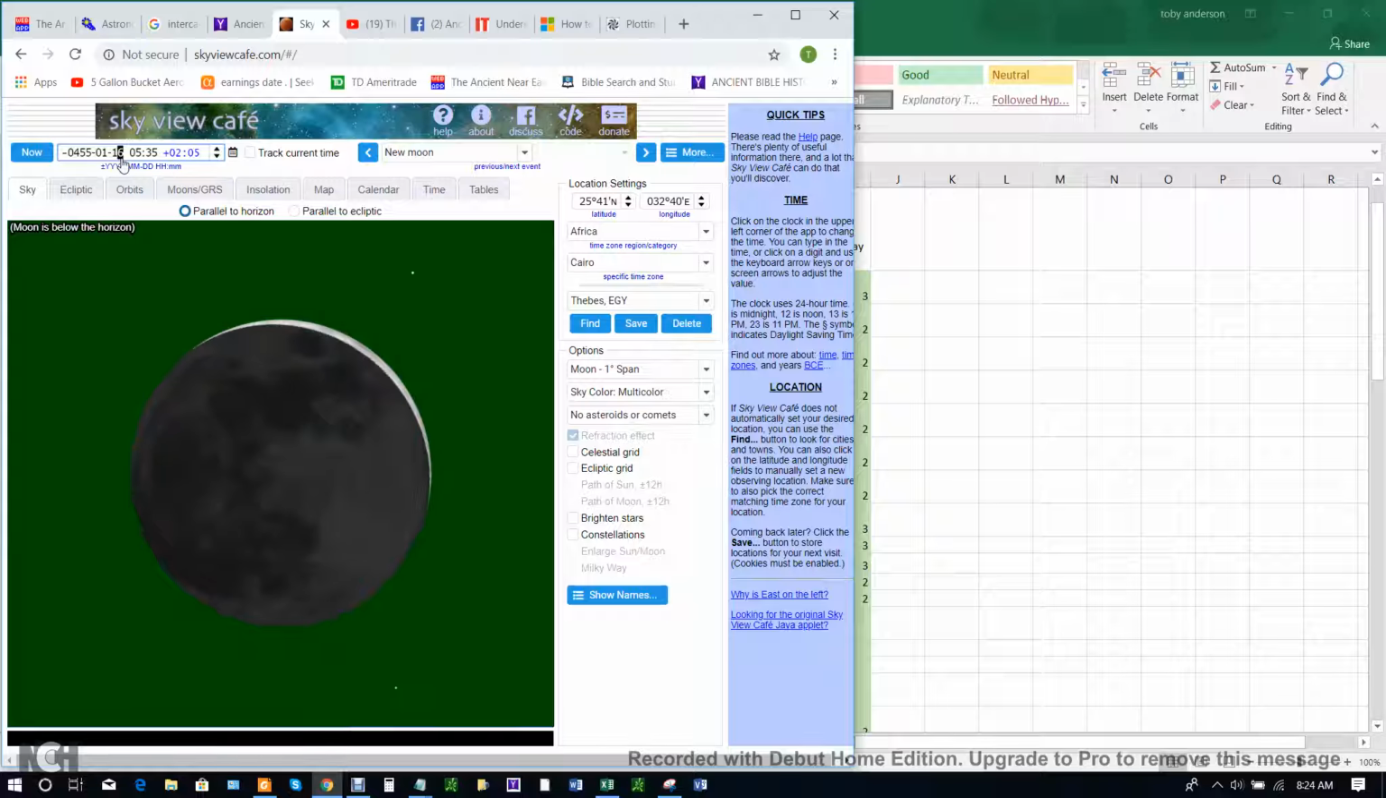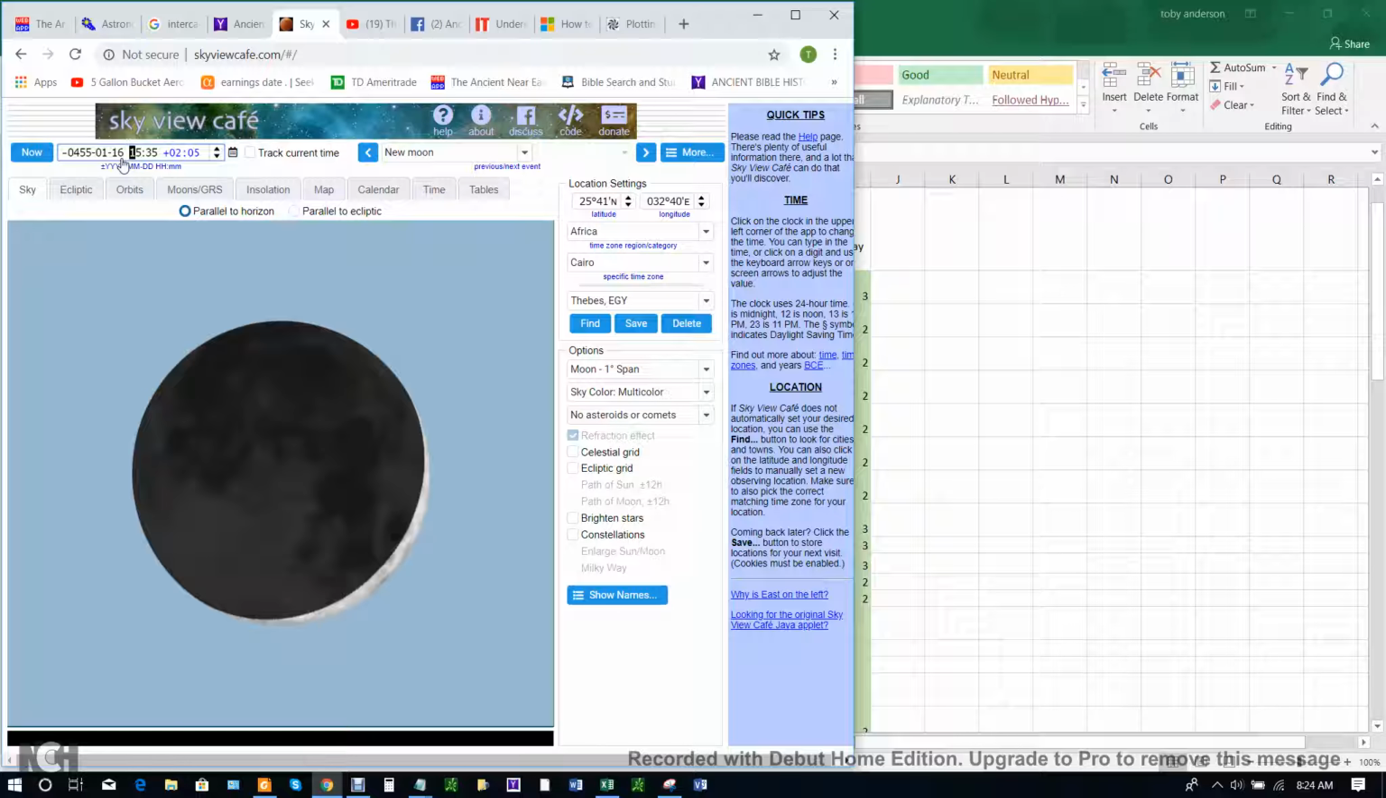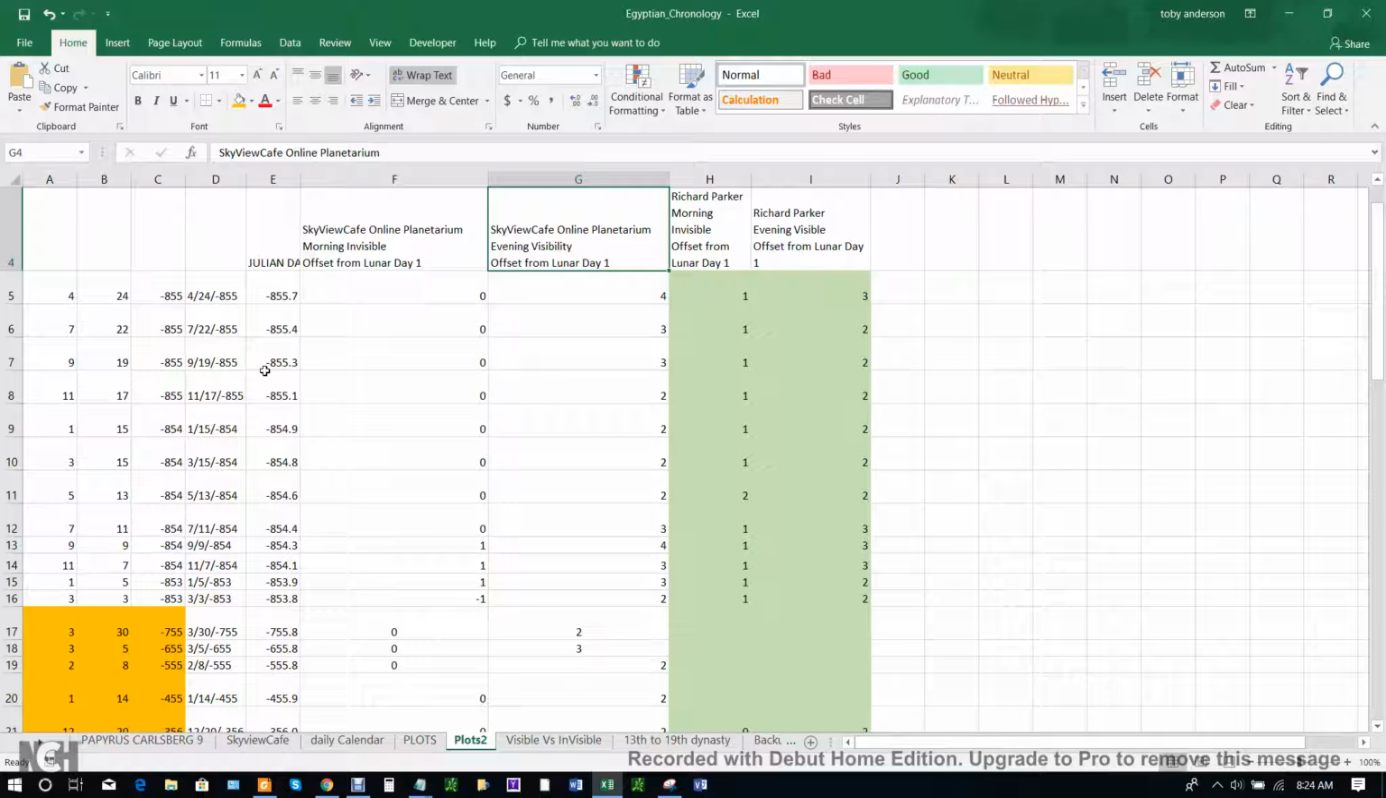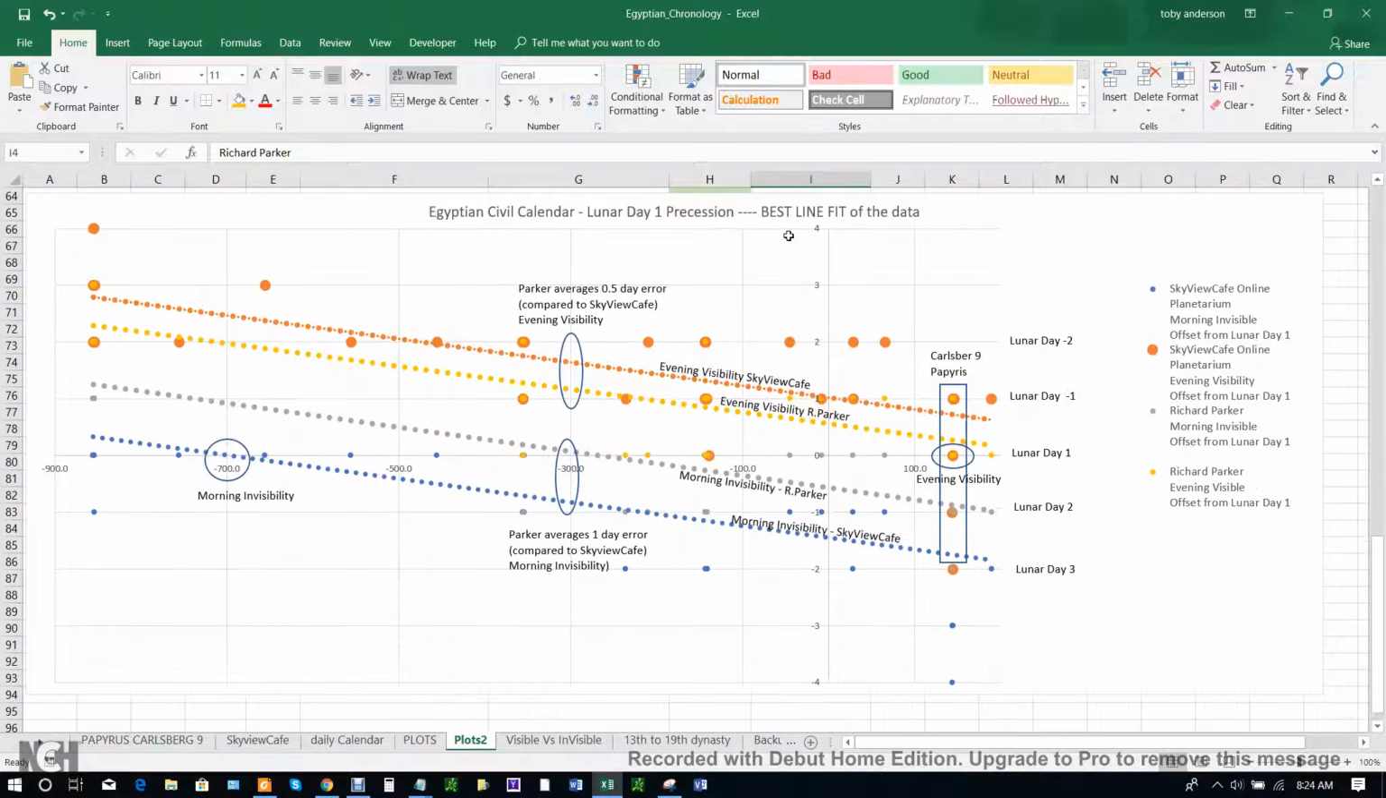And you can do the same thing for the evening. So on January 16th, you can see the first crescent. Go back one day, it disappears. This is how I determined using SkyViewCafe whether it's morning invisibility or evening visibility, and I put that in tables in the Excel spreadsheet, and then I put all the data here: SkyViewCafe morning invisibility, evening visibility, Parker's morning invisibility, Parker's evening visibility, and I came up with this nice chart.